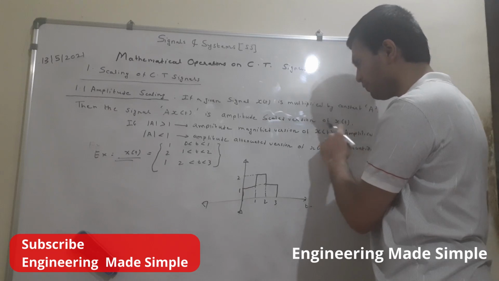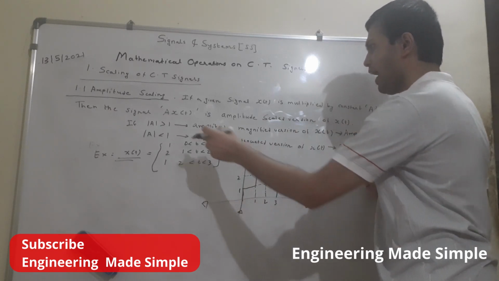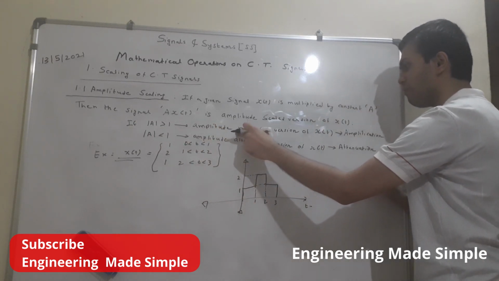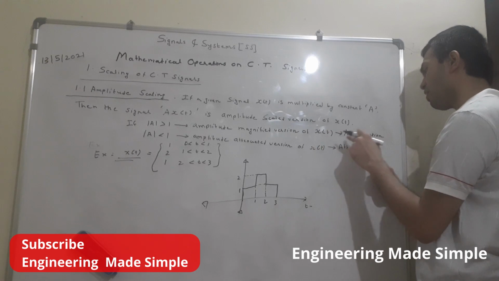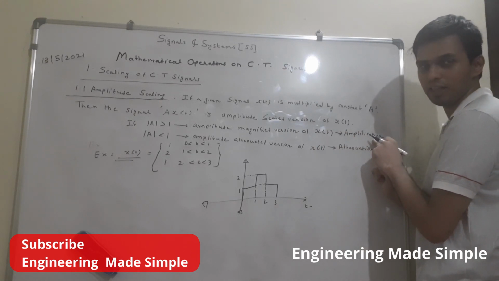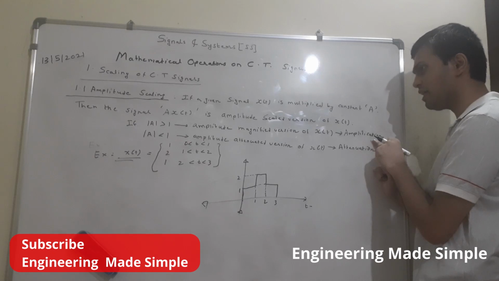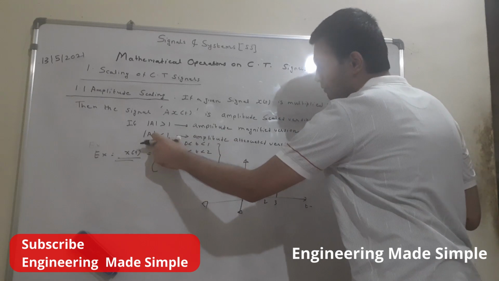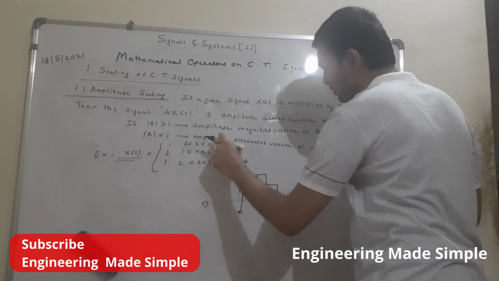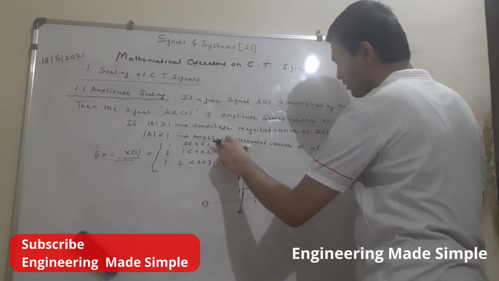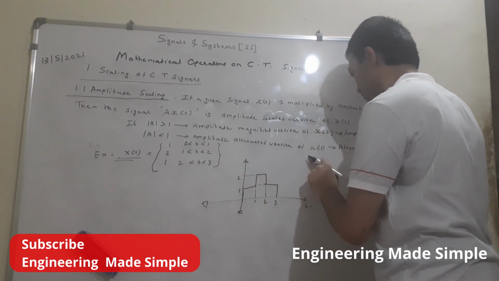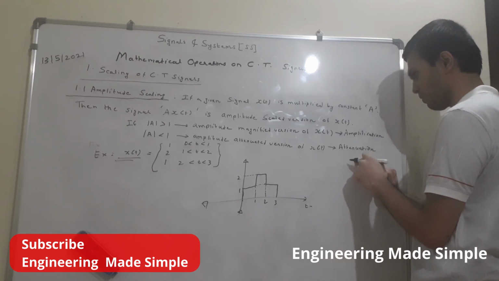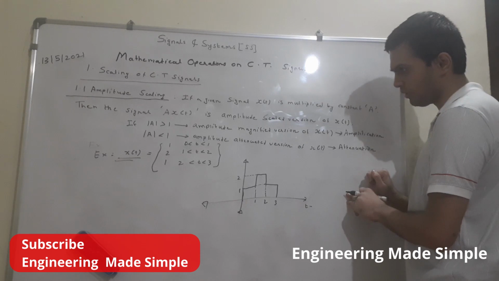Now what does this mean? I will explain to you. If the value of the constant is greater than 1, then the signal is said to be the amplitude magnified version of x of t, or we can say amplification of the given signal is performed because it is multiplied with a constant greater than 1. And if the value of a is less than 1, then we say that a into x of t is the amplitude attenuated version of the given signal x of t, or in other words attenuation of the given continuous time signal is performed. Let us understand this with the help of an example.